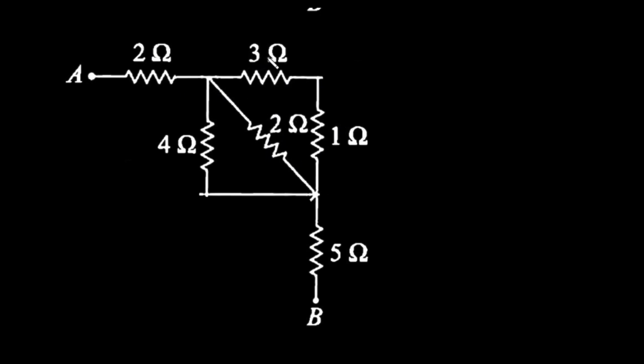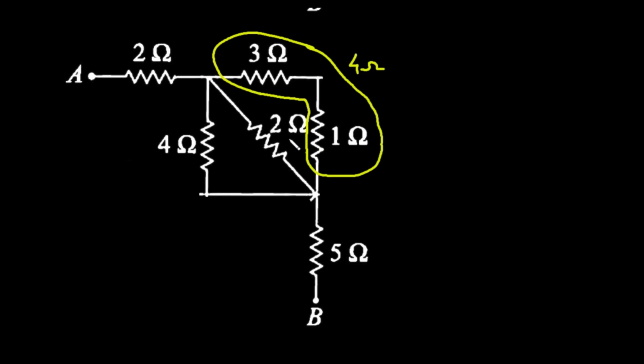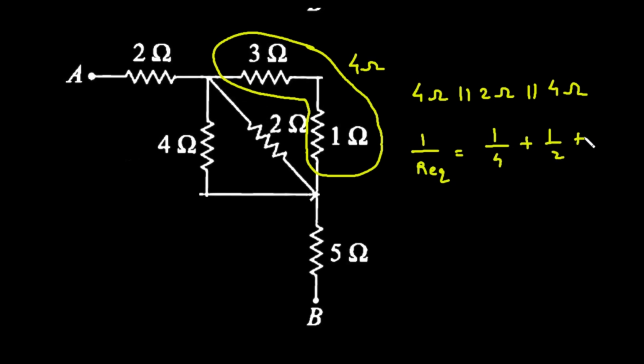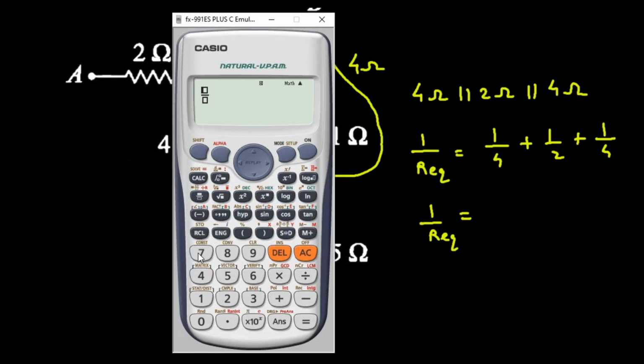Now here we can clearly see this 3 ohm and this 1 ohm are connected in series. So it will become 4 ohm. Now this 4 ohm, 2 ohm and 4 ohm are connected in parallel. So here we can write 4 ohm parallel with 2 ohm parallel with 4 ohm. So their equivalent resistance will be 1 upon Req is equal to 1 upon 4 plus 1 upon 2 plus 1 upon 4.